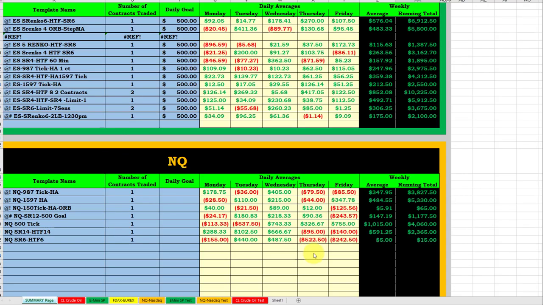All right, so on the NASDAQ spreadsheet here, this 500 tick chart, I haven't been plotting that long, and it is very strong right now. And also the 1597, and then the 987 here, which we just showed, is one of the best NASDAQ charts. So let's look at another chart here.